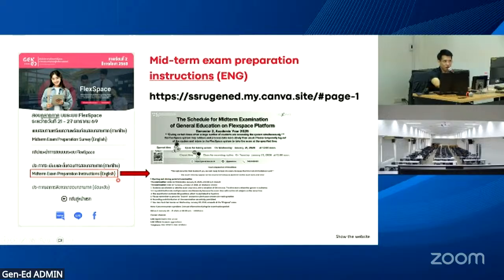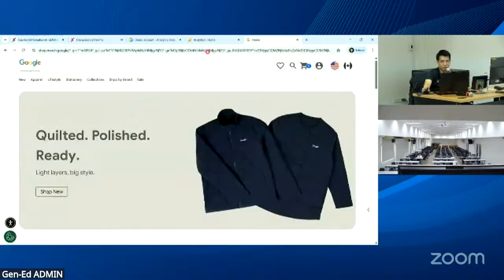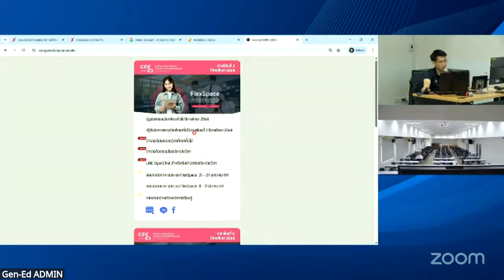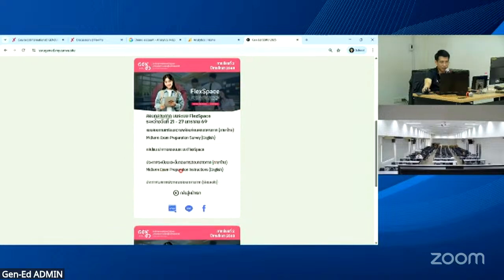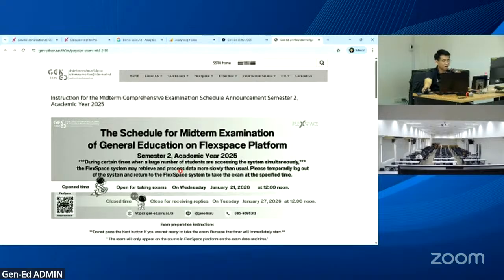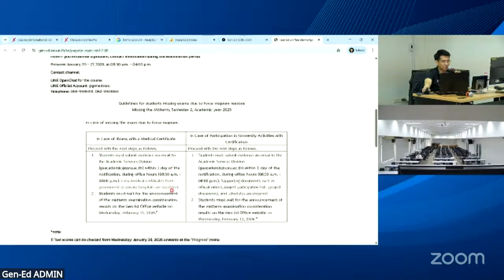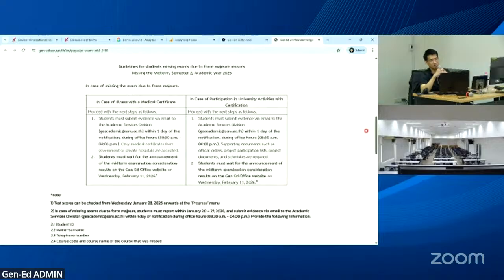Now I'm going to show you on the FlexSpace platform, not the FlexSpace, by the way. It's the SSIU GEN0320 Canva site. Okay, this is the SSIU GEN0320 Canva site. On this page, midterm examination preparation instruction. Now it has something you should know before starting the exam. And also something down below the page for students who miss the exam for some reasons.